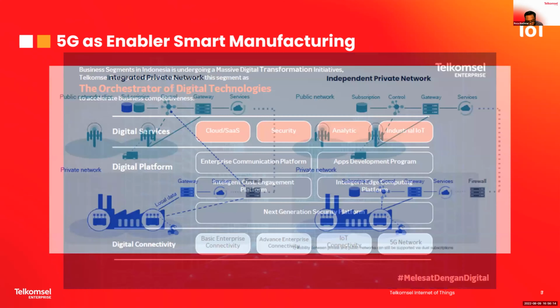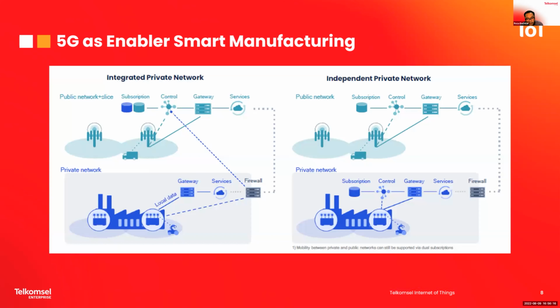And as we know, a lot of manufacturers and companies prefer to implement a 5G private network. So we propose two options. The first is the integrated private network, which still collaborates with the public network. And the second is the independent private network, so it is a dedicated private network for the customer.